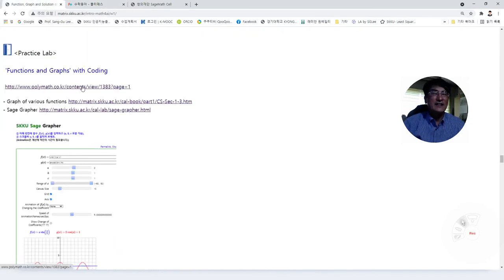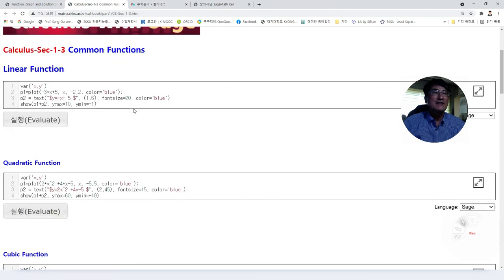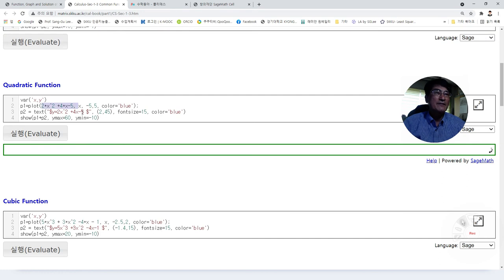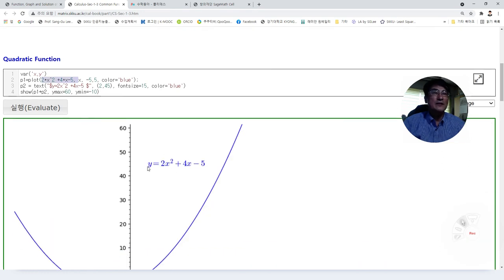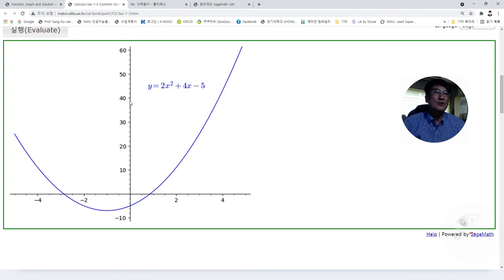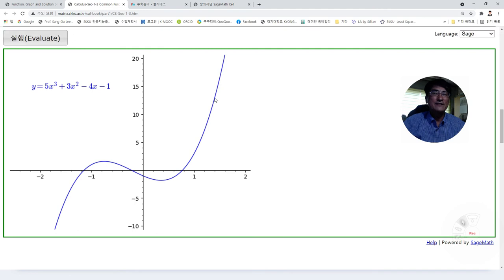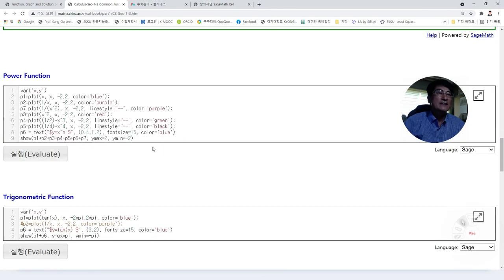What you have learned today is the kind of stuff that other junior high school students can already handle, so you should be aware of it. Also, the graph of various functions on this website shows that not only can you draw the graph of a quadratic function, but you can also type text in the graph, so you can draw the graph and the explanation of the graph inside of it. And you can draw the graph of cubic functions like this.